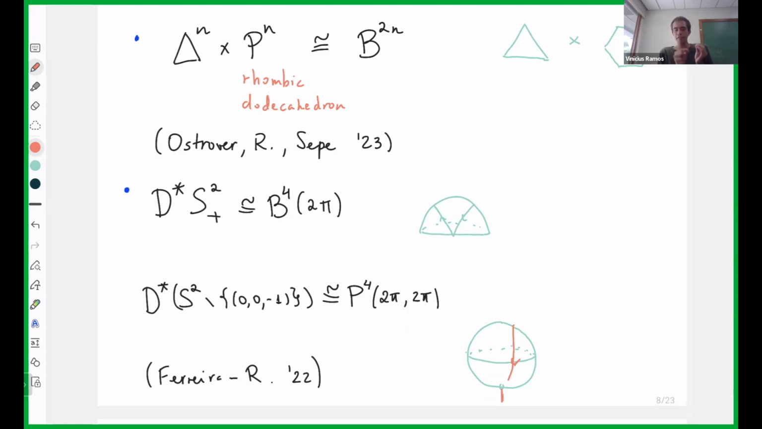And this lack of continuity of this flow is represented by the fact that the polydisk has a corner. The boundary is not smooth. Okay? Any questions about that?